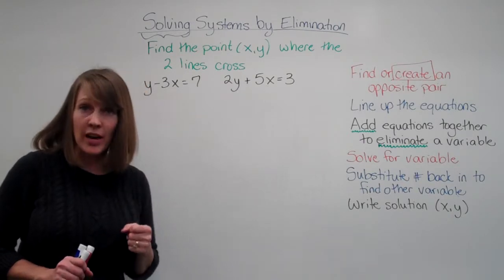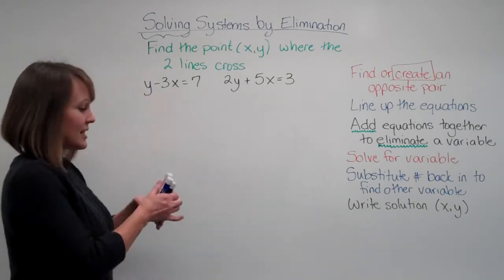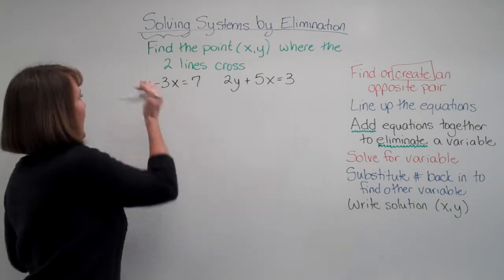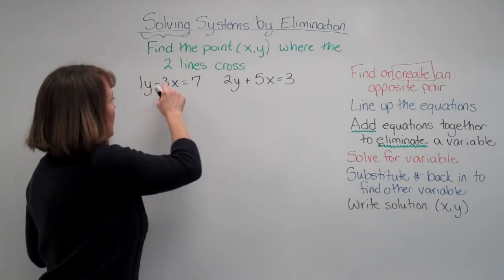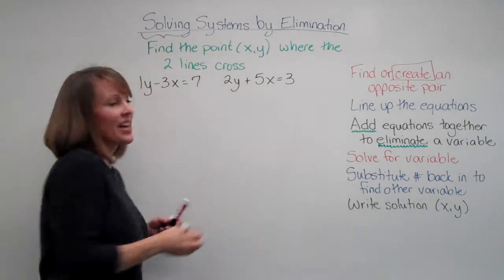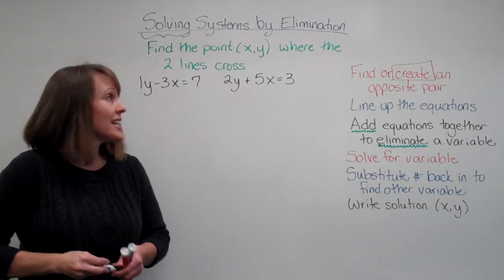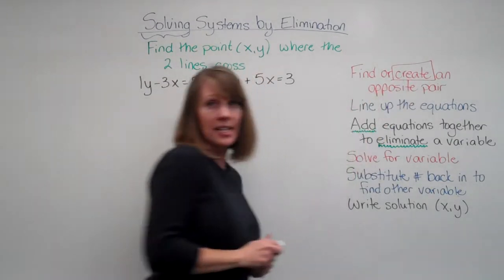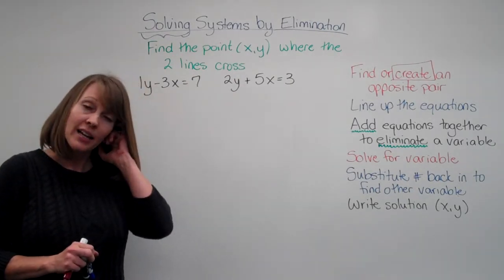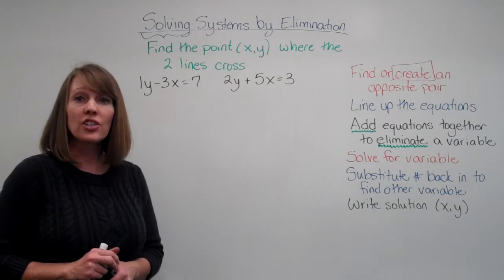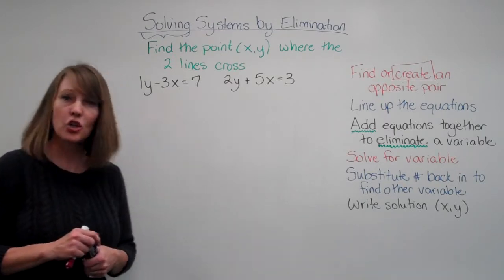So let's look to see if we have an opposite pair. Let's see. That would really be a 1y. So 1y and 2y, not opposite. Negative 3x and 5x, not opposites. So we're going to need to then create an opposite. And the way that you create an opposite is to multiply an equation on both sides to create what we need.